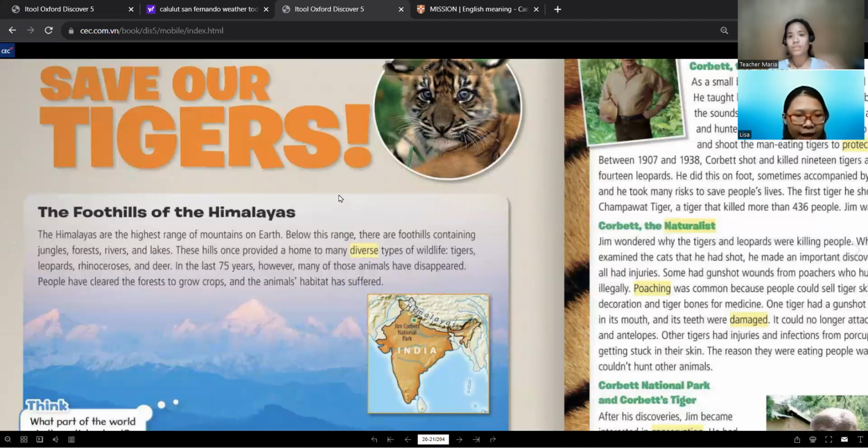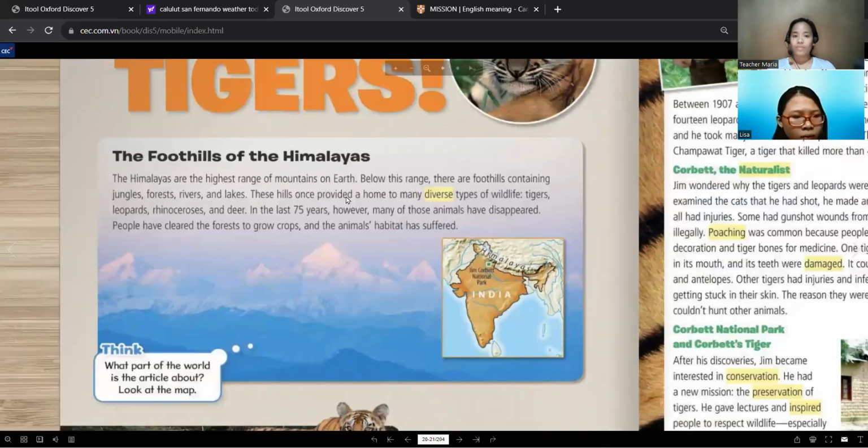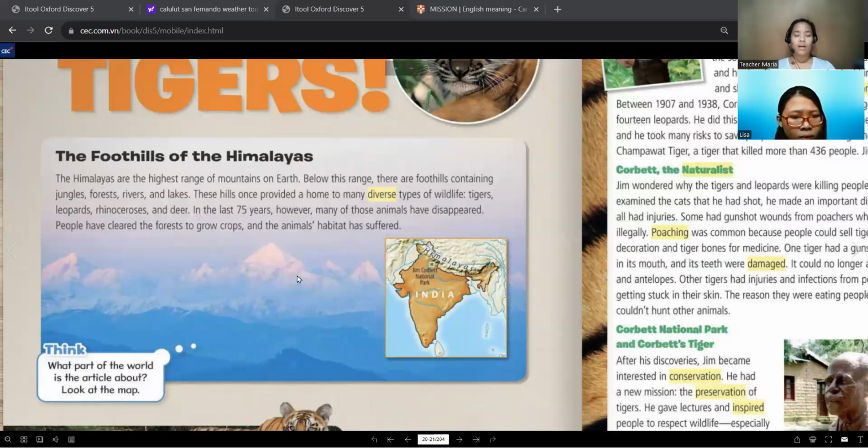Okay, one moment. I'm going to pause the sound. Let's discuss first the first page. Here in the first paragraph, we are reading about the foothills of the Himalayas. What part of the world is the article about? Is it about the hills? Oh no, this is about foothills. Yes, foothills of what? Foothills containing jungles, forests, rivers, and lakes.